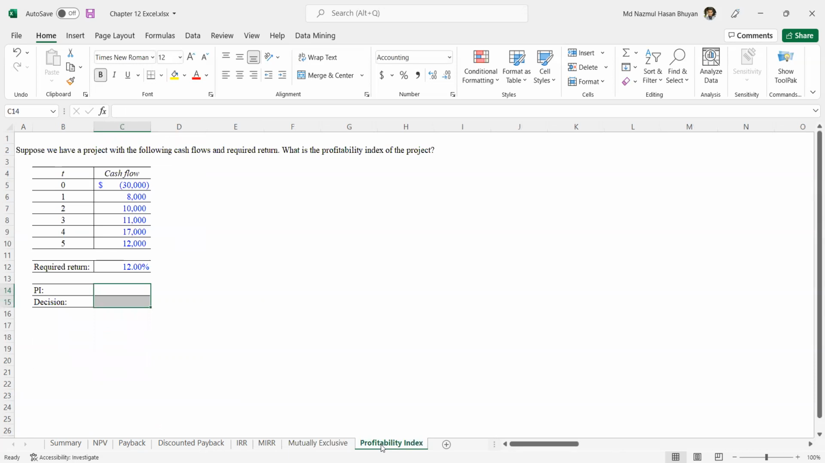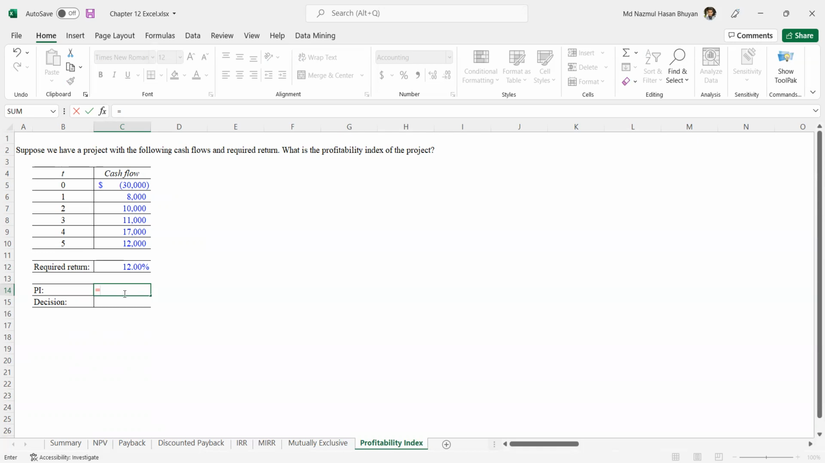The very last problem is profitability index. All right, so profitability index is the dollar return you get for every dollar invested in a particular project. And the decision criteria here is you are going to accept a project if your profitability index is greater than 1. And if it is less than 1, then you are going to reject the project, right?